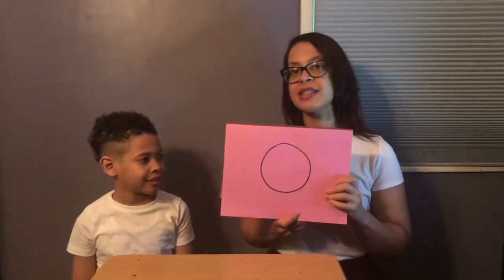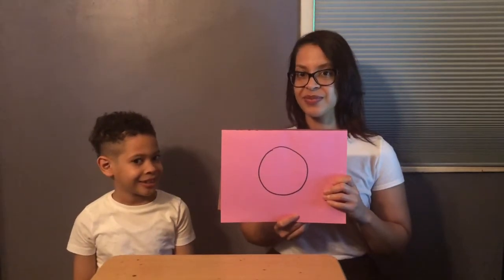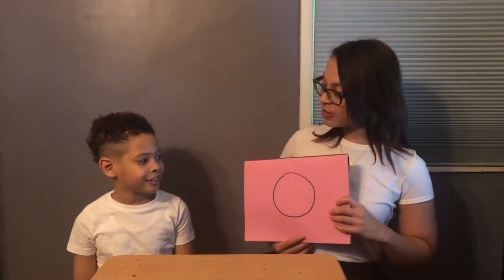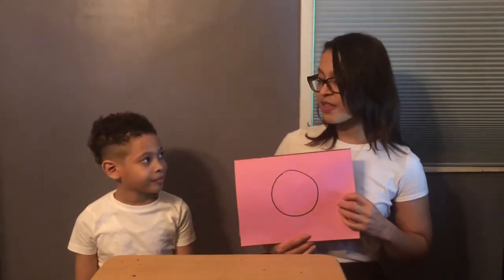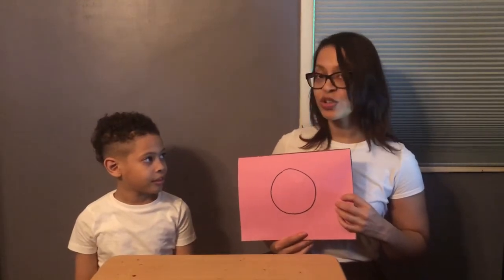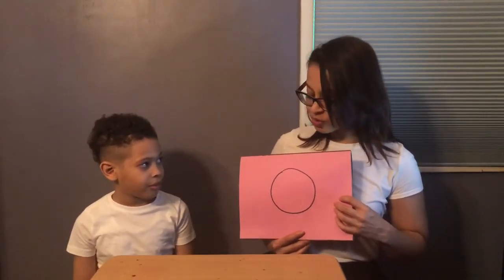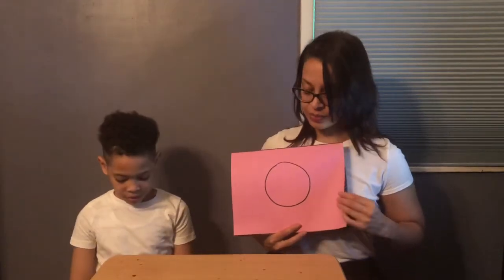What shape is this? Can you tell us what shape this is? It's a circle. Does the circle have any sides or any corners? No. It has no sides and no corners.